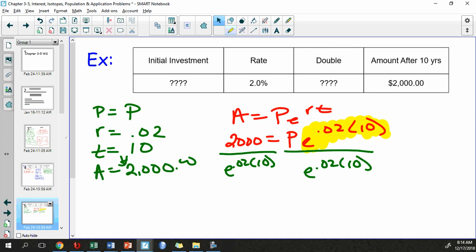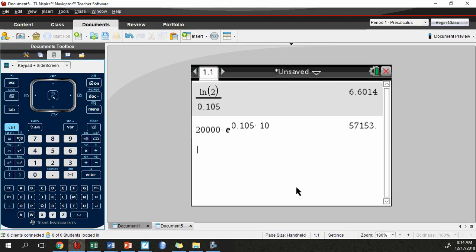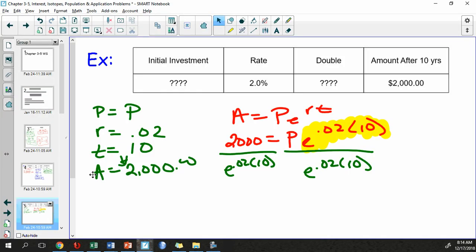So if I go back over to my lovely little calculator and type in 2,000, which is how much money I have left, I'm going to divide that by e raised to the 0.02 times 10 and hit enter. How much money did I start with? $1,637.46. How much did I say that was?